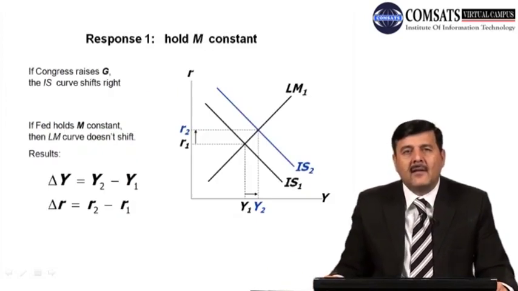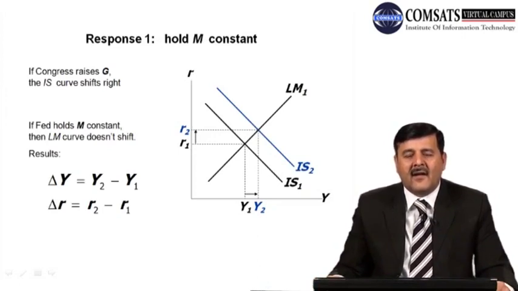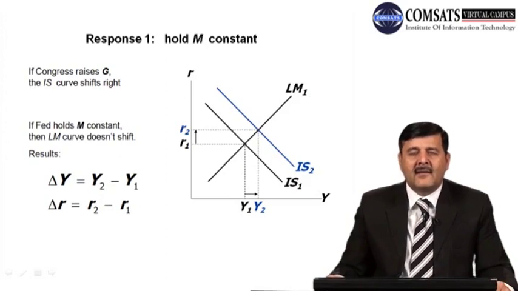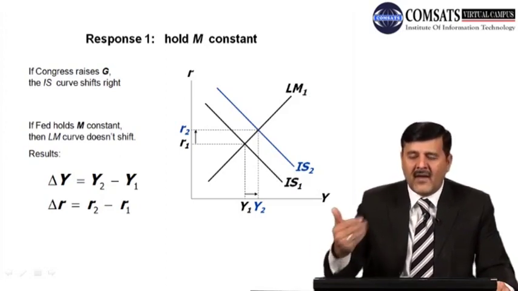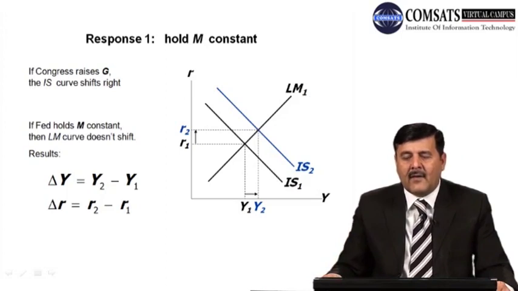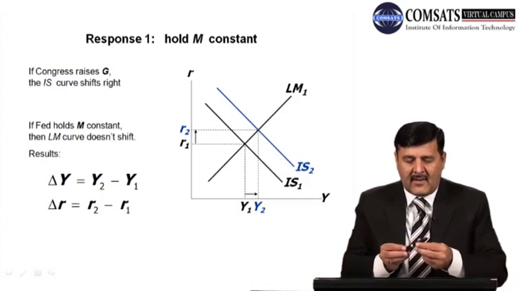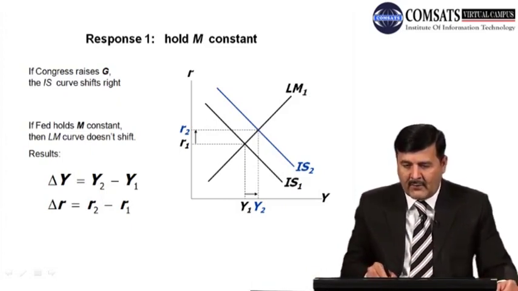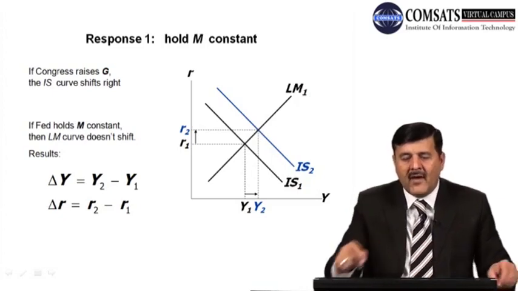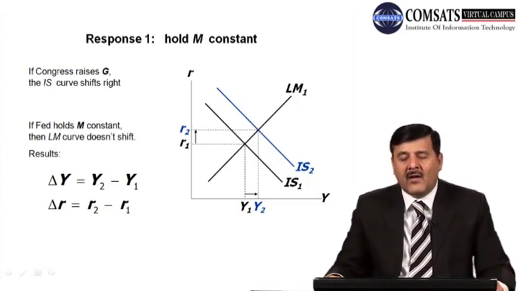Suppose response 1 of the Fed could be that they hold money supply constant. Now when the Congress or the government increases expenditures, the IS curve will shift rightward. So we have the initial IS1 curve and LM1 curve. Both of these two curves intersect each other at a point, and we have equilibrium in the market, R1 and Y1.